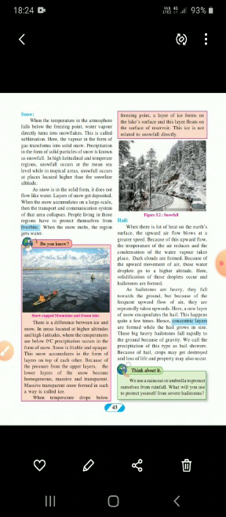In high latitudinal and temperate regions, snowfall occurs at the mean sea level, while in tropical areas, snowfall occurs at the places located higher than the snowline altitude. As snow is in the solid form, it does not flow like water. Layers of snow get deposited when the snow accumulates on a large scale and the transport and communication system of that area collapses. People living in those regions have to protect themselves from frostbite. When the snow melts, the region gets water.